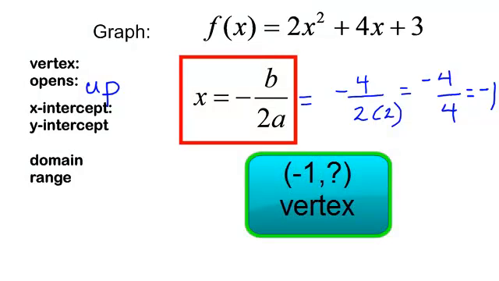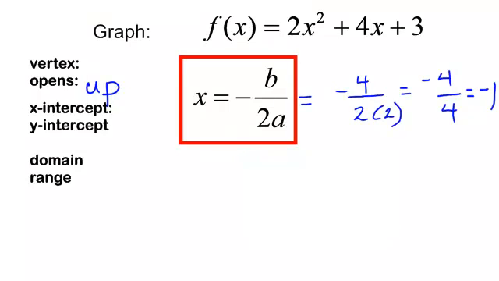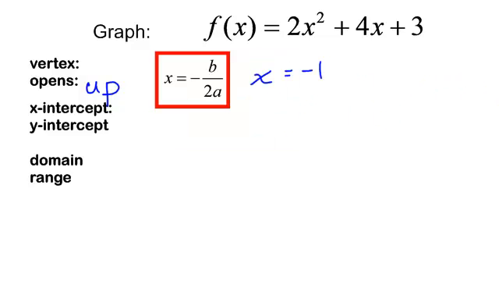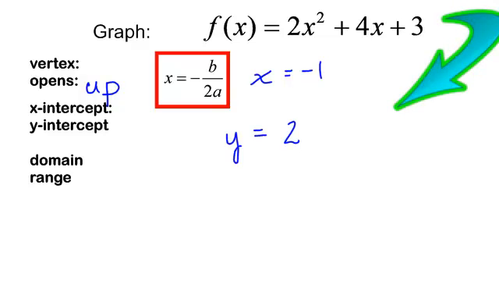But remember, the vertex is a point. I do not only need an x, I need y also. Well, I will take my x equals negative 1, plug it into my function in order to find y. So our function, remember, f of x is just a fancy way to say y. Y is equal to 2 x squared. So my x is negative 1. I will square it, plus 4 times x. So that will be 4 times negative 1 plus 3.